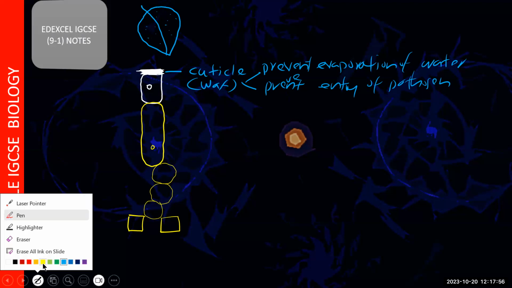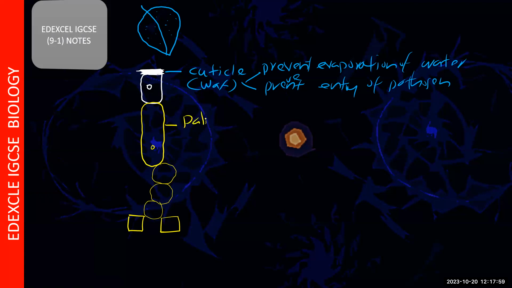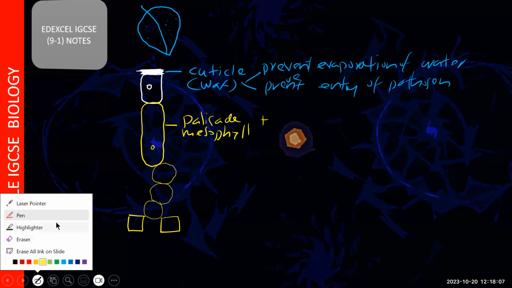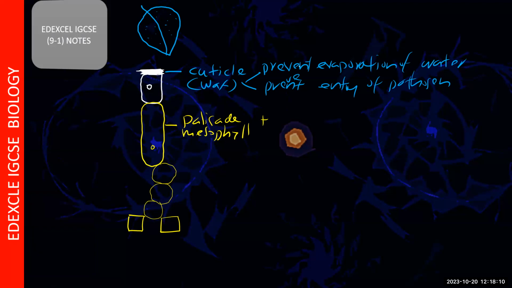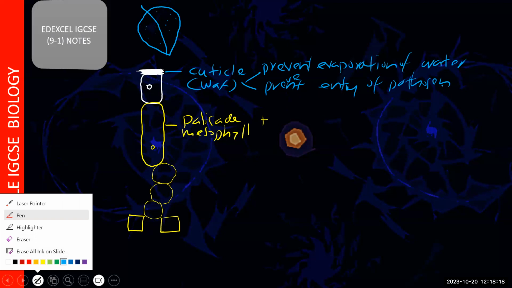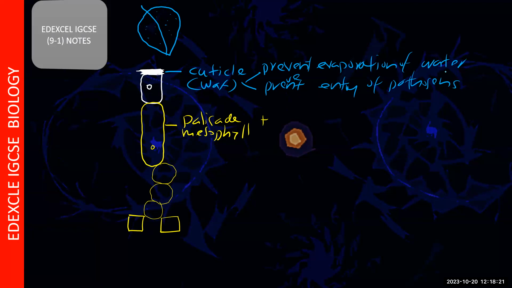And palisade mesophyll cells are very high. Only pathogens, they prevent the cuticle. Cuticle prevents evaporation of water, cuticle prevents entry of pathogens. Preventing the evaporation of water means preventing transpiration. Well, transpiration happens through stomata. This can be controlled, because we learned last time, by closing and opening the stomata.